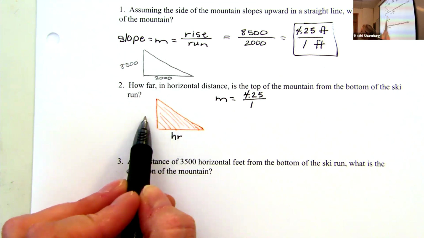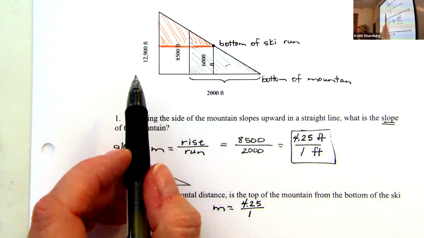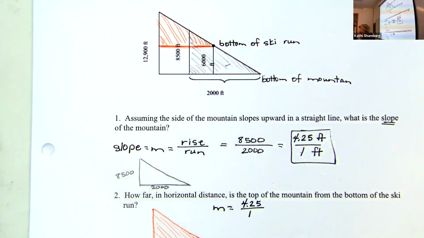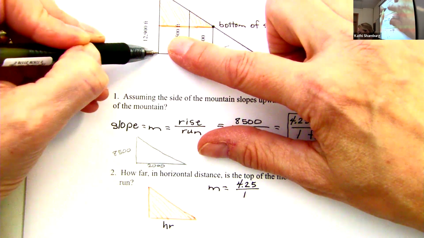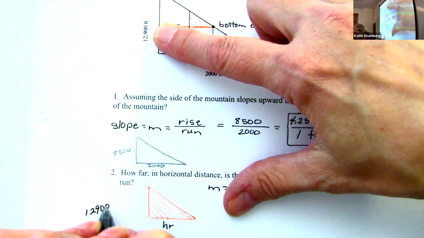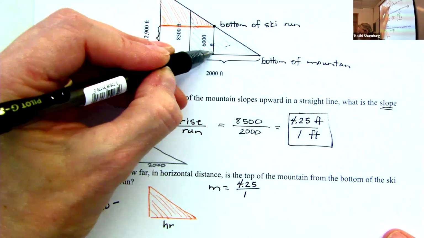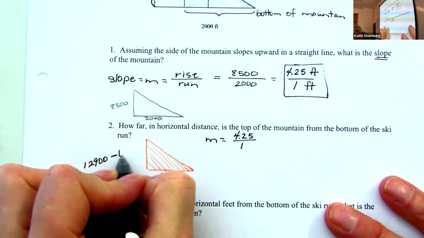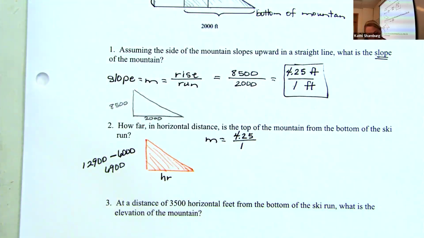Do I have or can I find the vertical rise? Yeah. All right, what numbers would I use to find that? You'd subtract 6,000 from 12,900. So from here to here is 12,900. But then we're gonna have to take away this distance right here, which we know to be 6,000. So that would give me 6,900 then, okay?